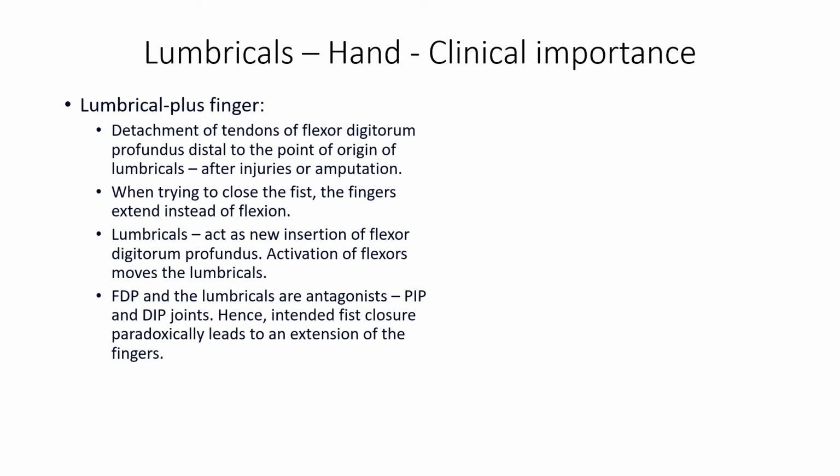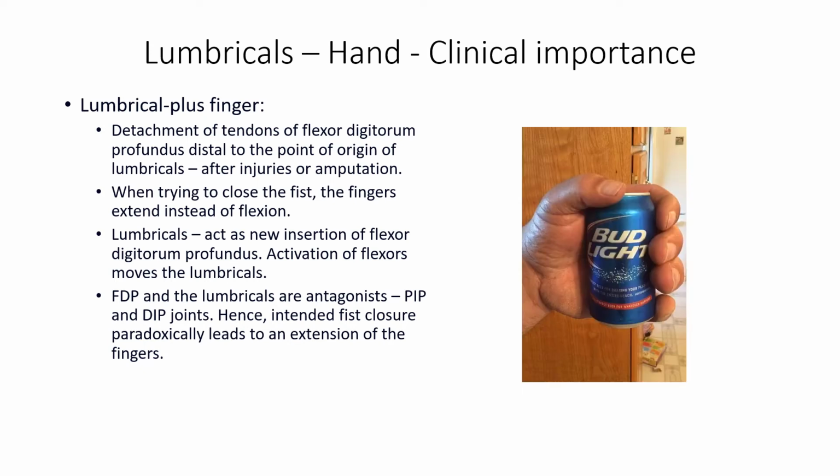There is a clinical condition called lumbrical plus finger. If you have to hold a can, a Coke can or whatever can which you are seeing in this picture, see the way one is able to hold. All 4 fingers are touching the can. So there is flexion at the metacarpophalangeal and extension at the interphalangeal joint. This is possible because of the intact lumbrical tendons.